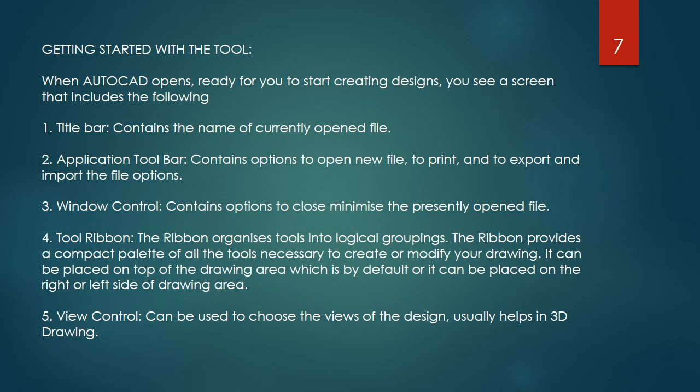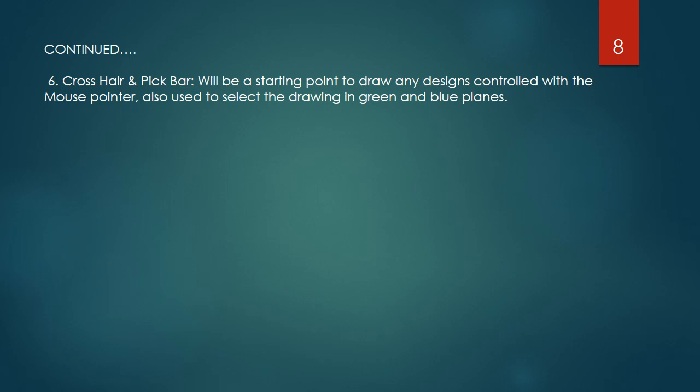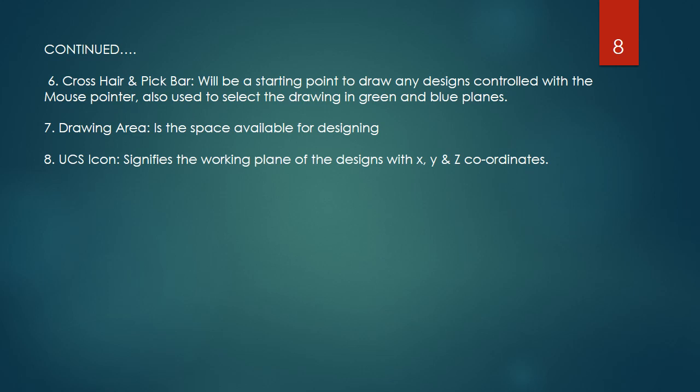View control can be used to choose the views of the design, and usually helps in 3D drawing. Crosshair and pick bar will be the starting point of your drawing. Any designs are controlled with the mouse pointer, which is also used to select the drawing in green and blue planes. We will explore this in detail in our future classes. Drawing area is a specific space available for designing. UCS icon signifies the working plane of your designs with X, Y as well as Z coordinates.